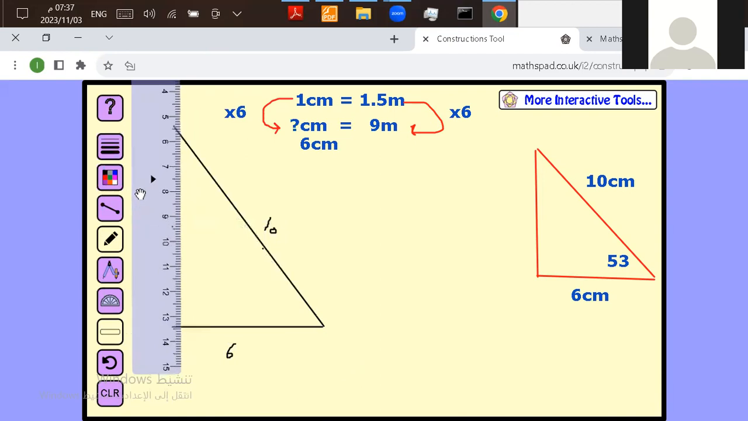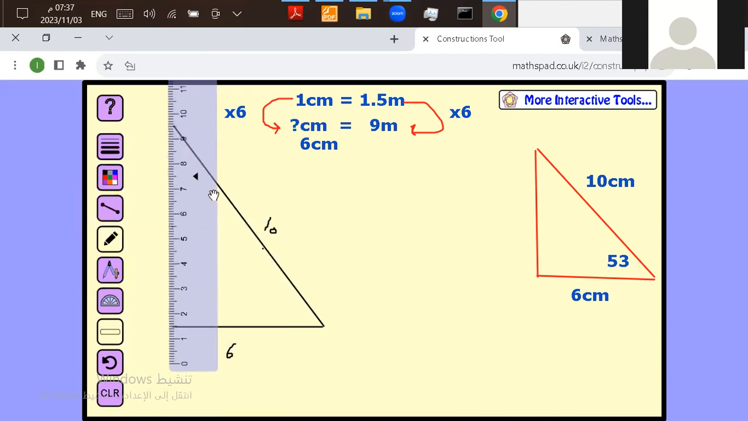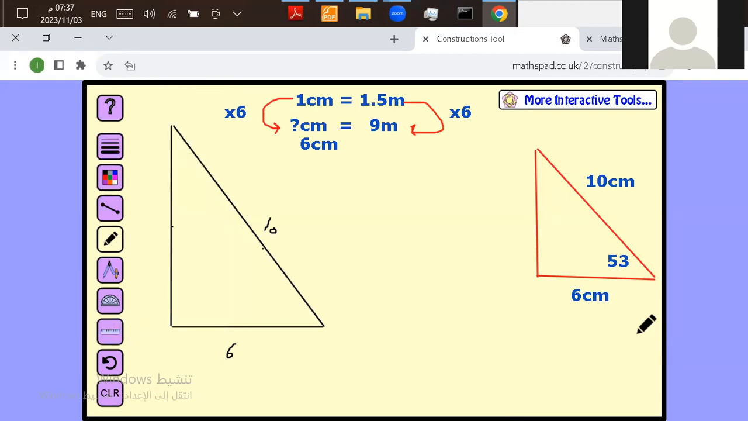So basically it's like this. Here. Now you connect the two lines together like this. Yes. And this is how you draw a triangle accurately using the ruler and the protractor.